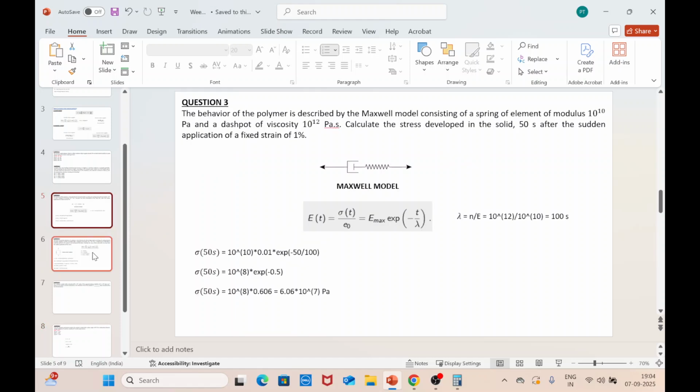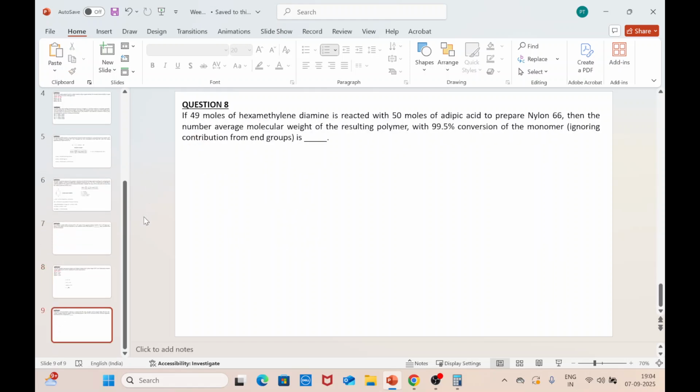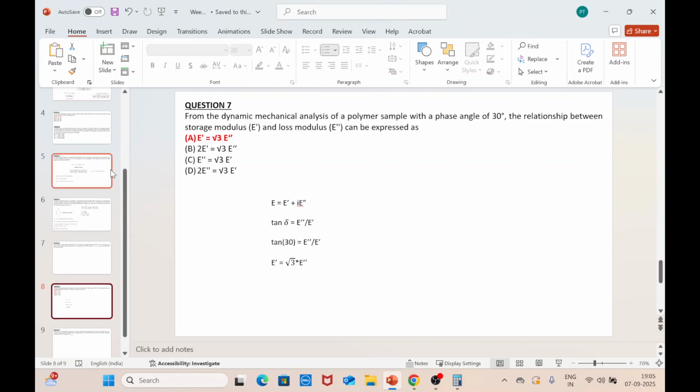So we have solved totally 3 questions related to calculating the stress and the strain developed in the materials. This question, as I said, is just about calculating the relaxation time as a function of the viscosity and the modulus. And you have another question about the dynamic mechanical analysis, where you have to relate both the storage and the loss modulus as a function of tan delta. If you have anything, then please let me know.